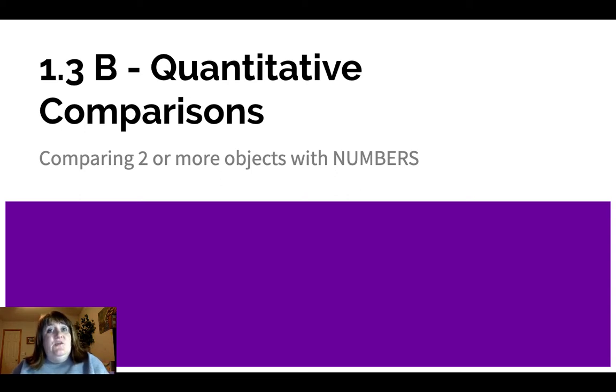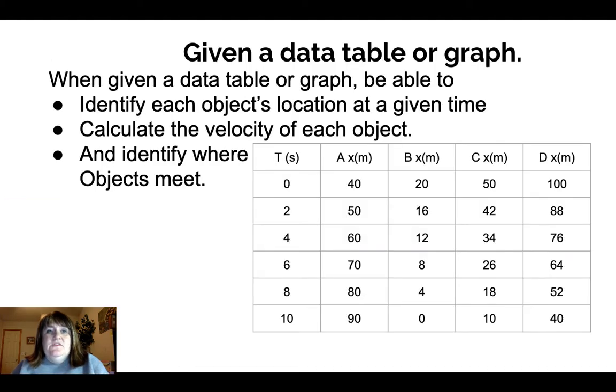Quantitative is just like a quantity. It's comparing things with numbers. So first, when you're given a data table or a graph, that's what we're looking for. The first one we're going to look at is a data table. When you have a data table, there are only three things that I can actually ask you.